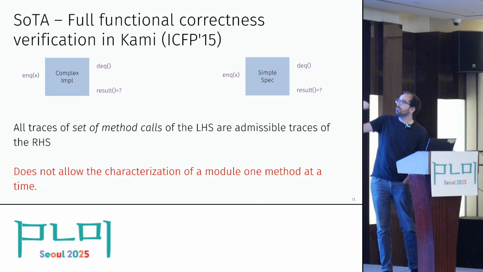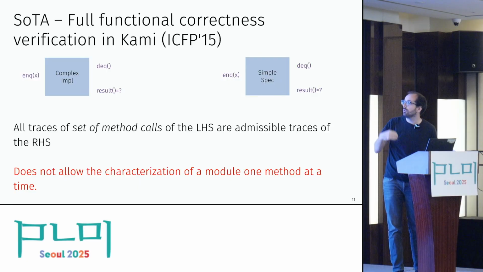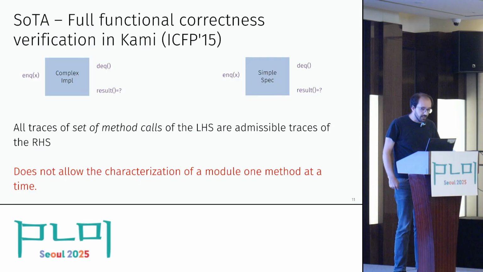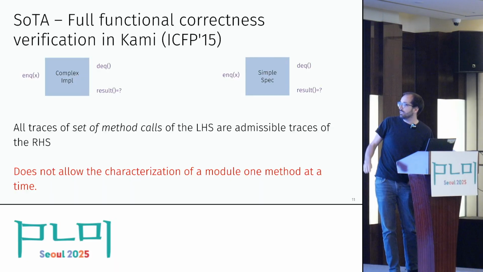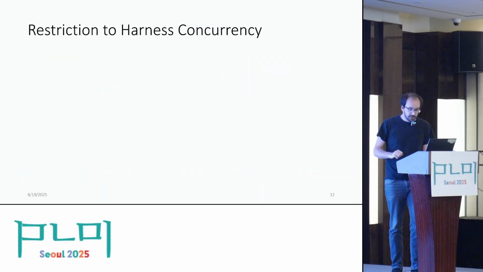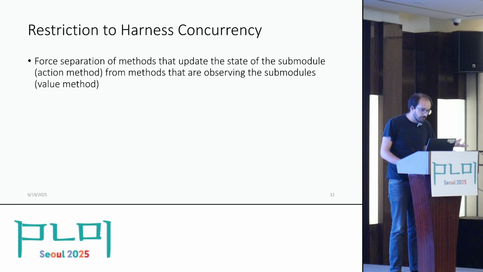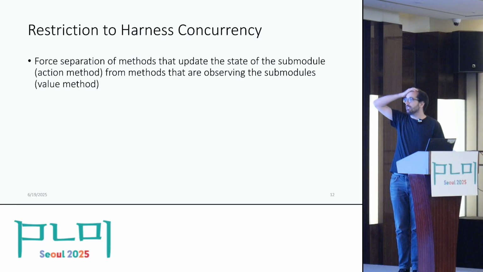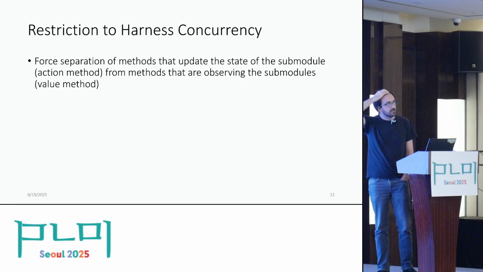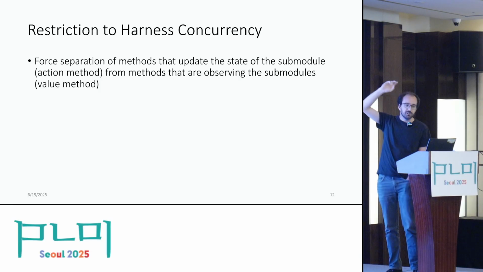So if you wanted to prove an equivalence between modules, you needed to basically consider an exponential number of cases, and in all those cases, your complex implementation was indeed producing a behavior that was in your simple spec. So you could not characterize a module one method at a time. So this was a little limiting because it made refinement harder to use. And it was not really necessary, so we did this very childish step of saying, do we really need to be able to call multiple action methods simultaneously?